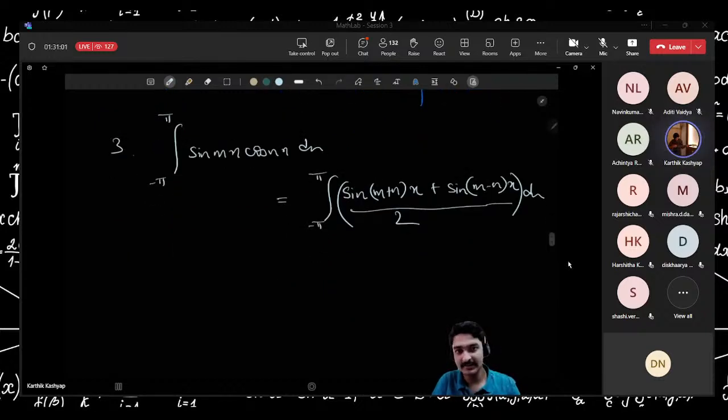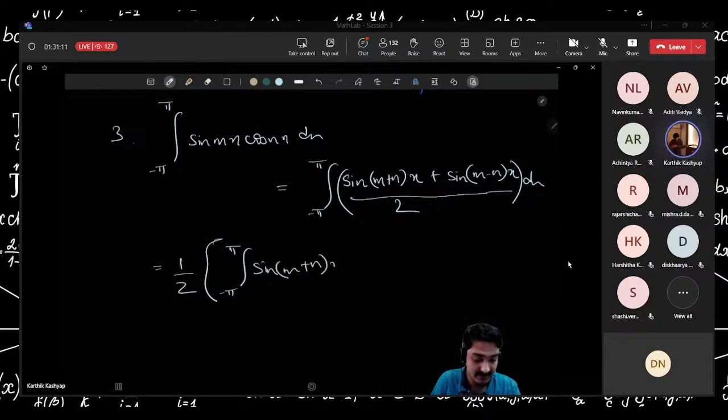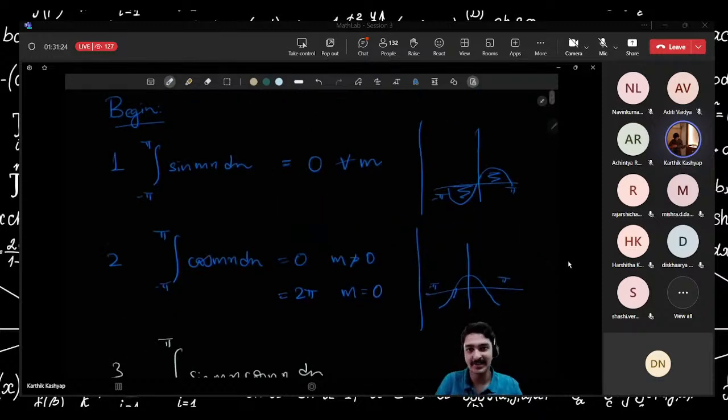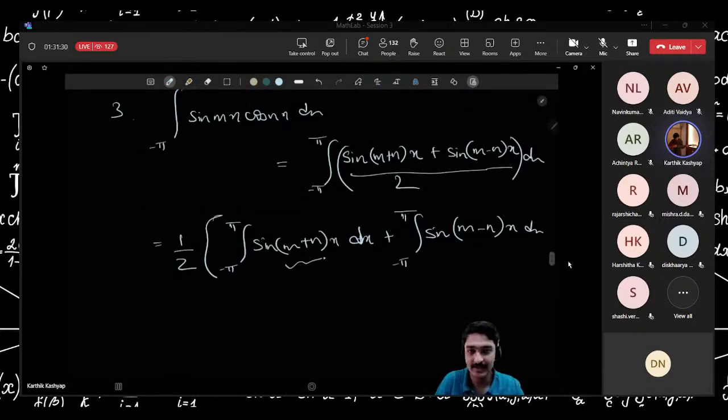So we can split the integral into these two terms and take the 2 outside as it is a constant. So we get 1 by 2 times the integral from minus pi to pi of sin (m plus n) x dx plus the integral from minus pi to pi of sin (m minus n) x dx. So let's go over to the first property and check: the integral of sin mx dx from minus pi to pi is 0 for all m. So if we take this m plus n as some other m and this as some other m, we see that this is equivalent to the first property. So both these integrals turn out to be 0.